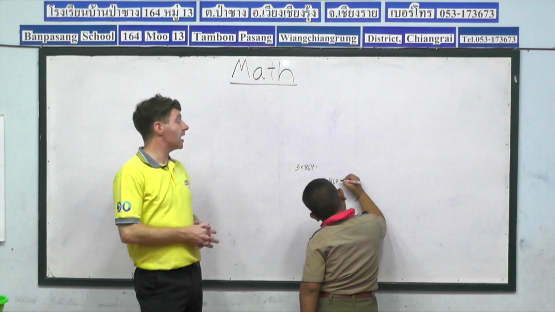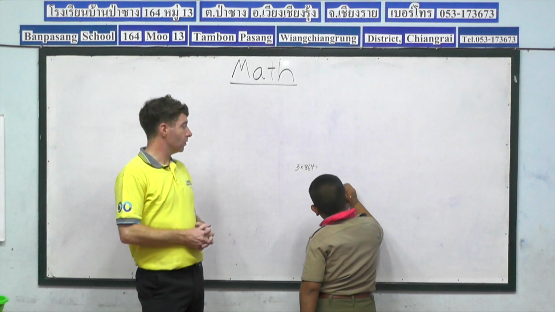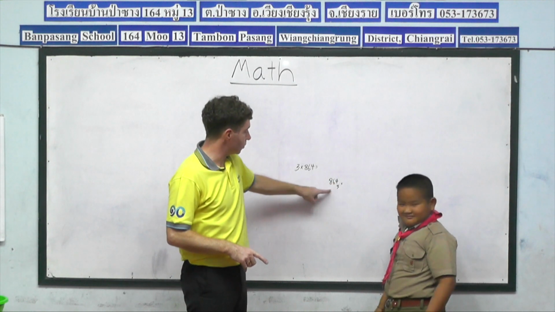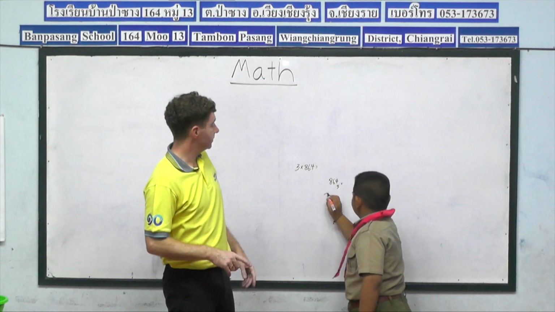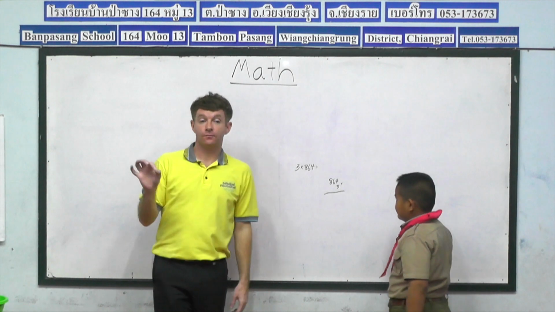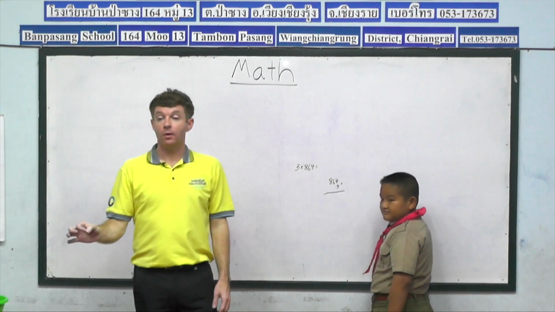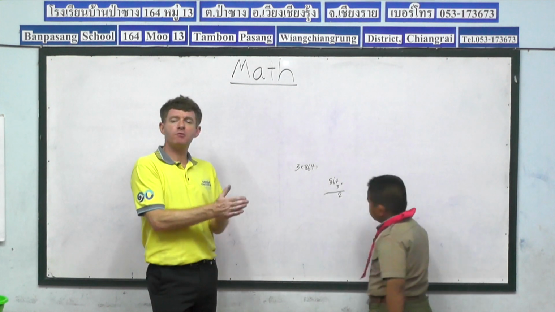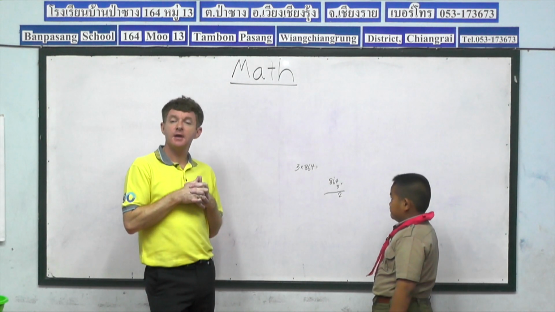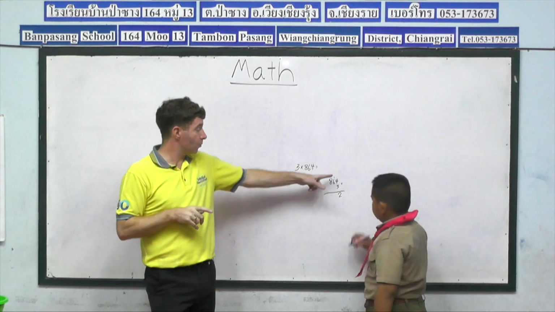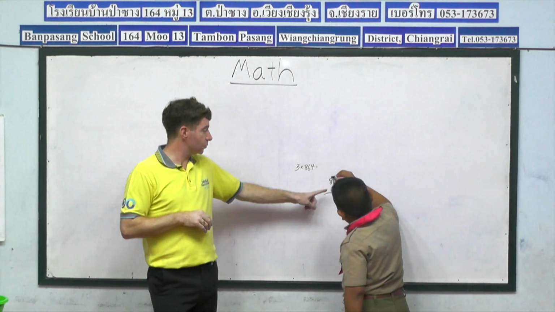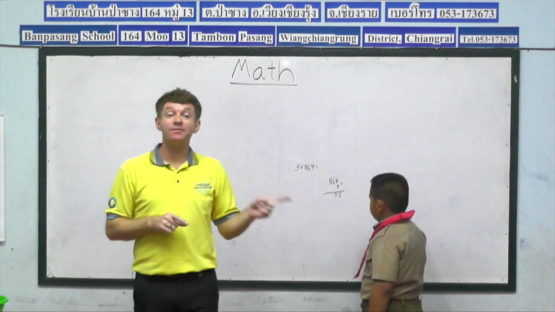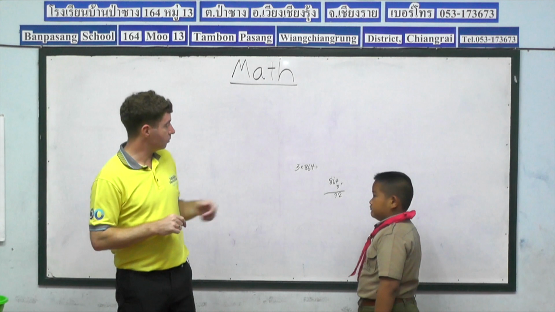864 times 3. Okay, so step 1, we always begin with the ones. Ned, don't forget your equals column for our answer. Excellent. 3 times 4 equals 12. So we write 2 and carry the 1. Now 3 times 6 equals 18, plus 1 is 19. So we carry the 1 and write the 9. Well done, Ned. Then 3 times 8 equals 24.